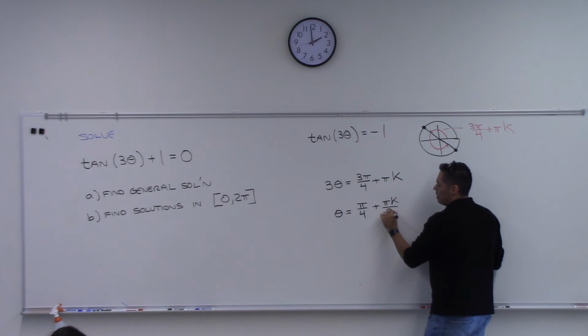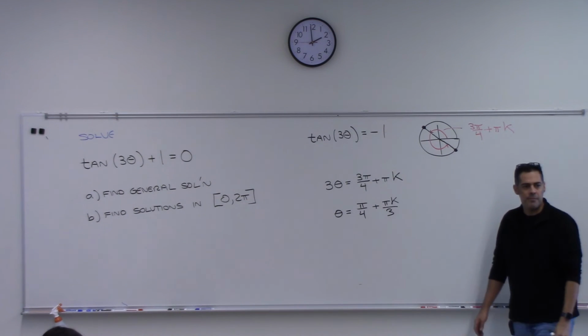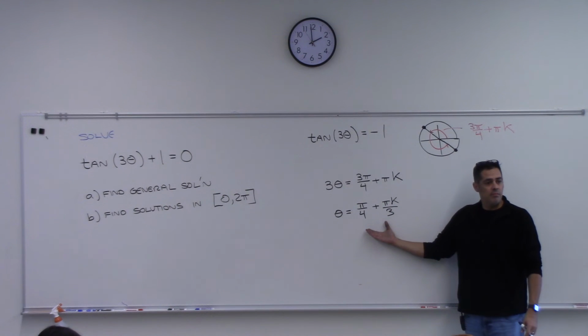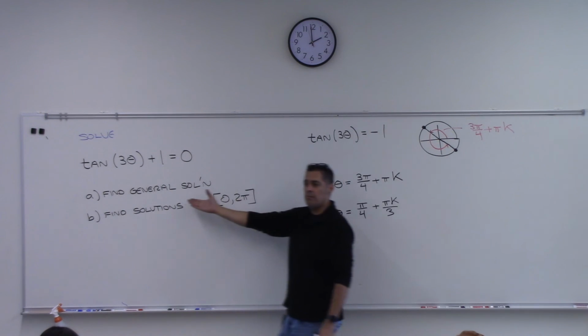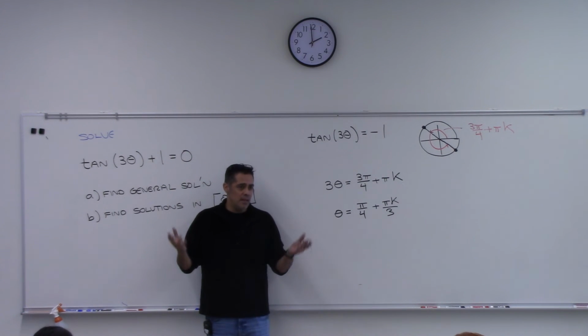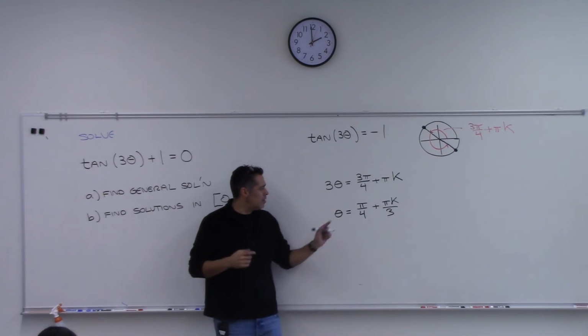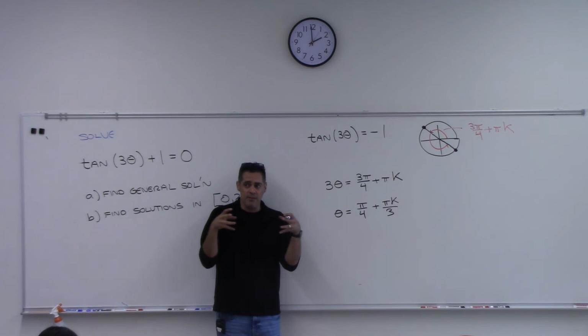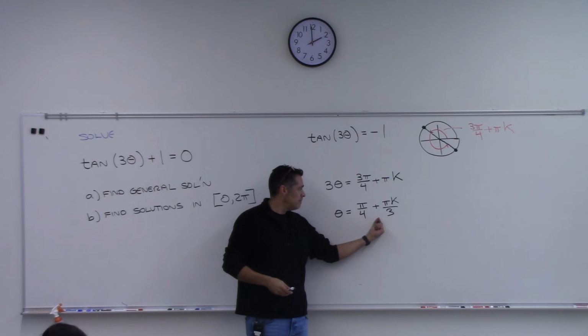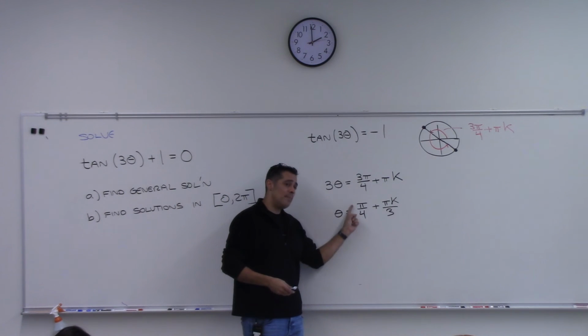Well, you have to divide by 3. You can't really do much about that, right? Dividing everything by 3. That's a general solution, isn't it? That's the answer to part A. I'm done with part A. But because part B is asking me to find the answers between 0 and 2 pi, I'm going to go ahead and get a common denominator on this right now and put these together. So what's my common denominator if I want to put those together? 12. So I have to multiply 3 on top and bottom here, and then 4 top and bottom there.